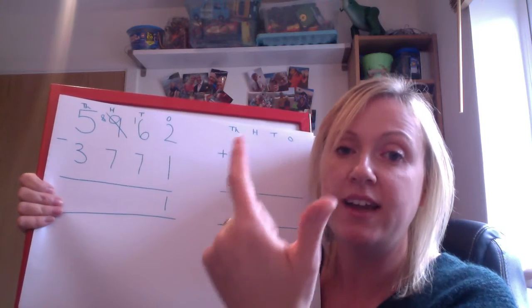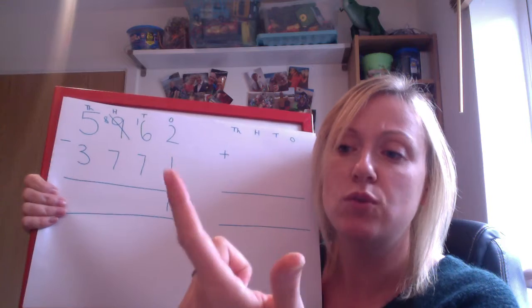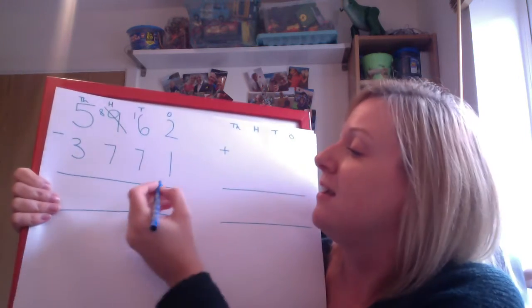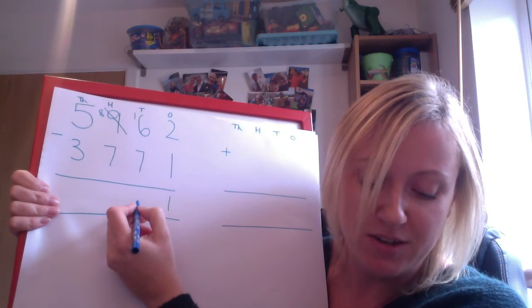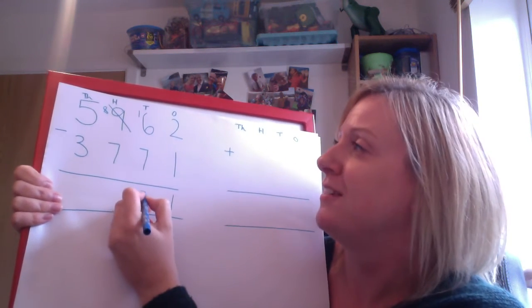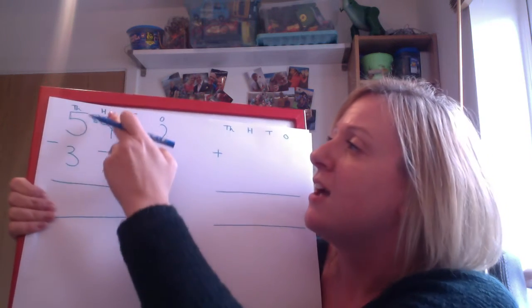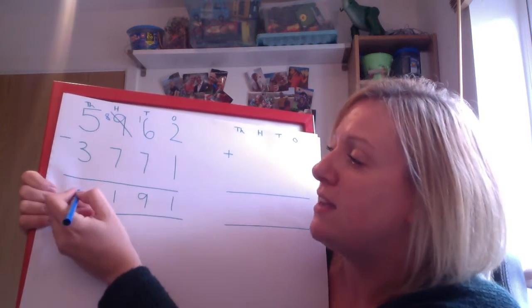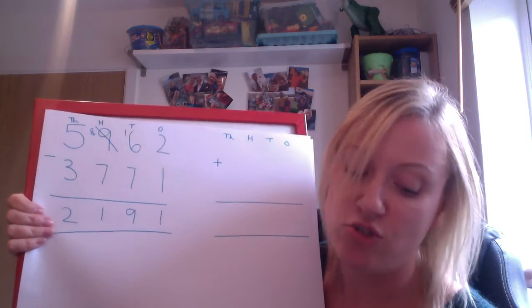8, 9, 10, 11, 12, 13, 14, 15, 16, which gives me, in here, I'm now going to write in 9, because that's what I counted to. Okay, 8 take away 7 gives me 1, and 5 take away 3 gives me 2. My answer here is 2,191.